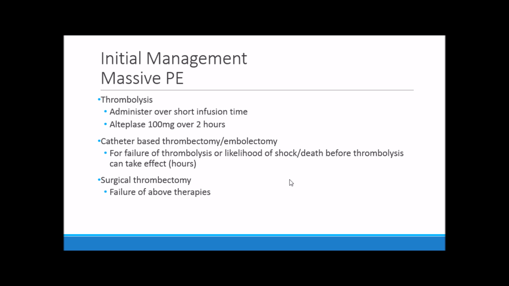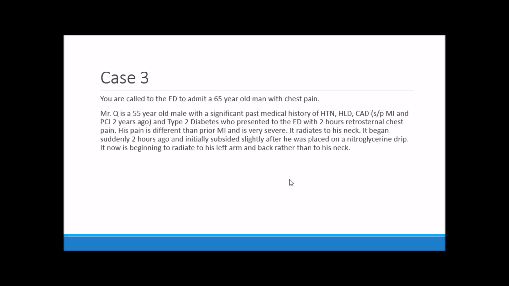If, for some reason, you cannot give thrombolytics, like they have an absolute contraindication to it, you can try to use catheter-based thrombectomy or embolectomy, okay? This is an IR thing. You can also call your CT surgeon and put this person in the OR and put them on bypass and open their chest, and you can actually do an operative thrombectomy, okay? So that's PE in a very brief nutshell.